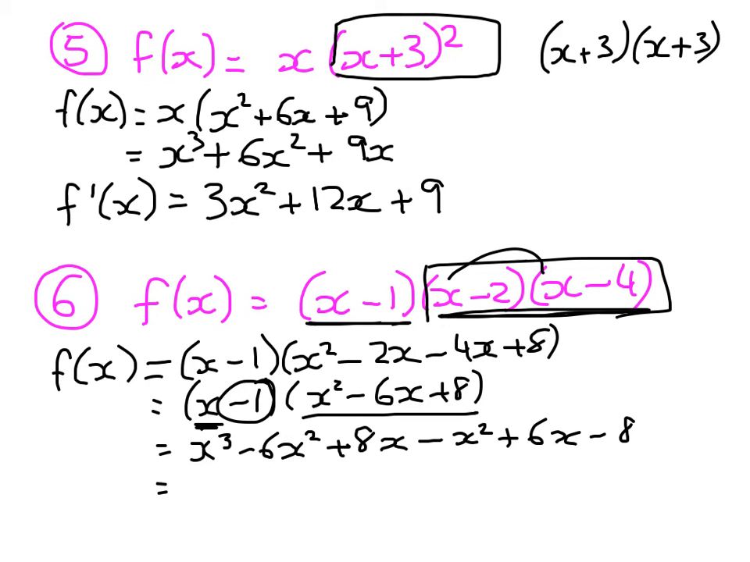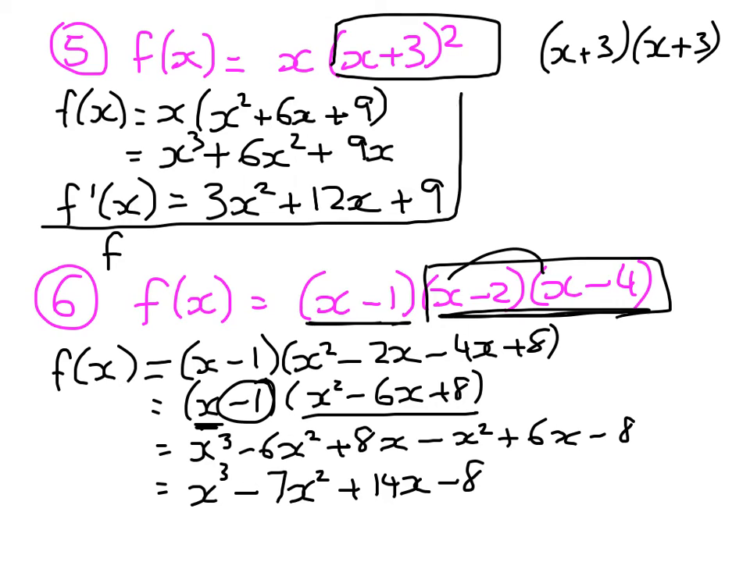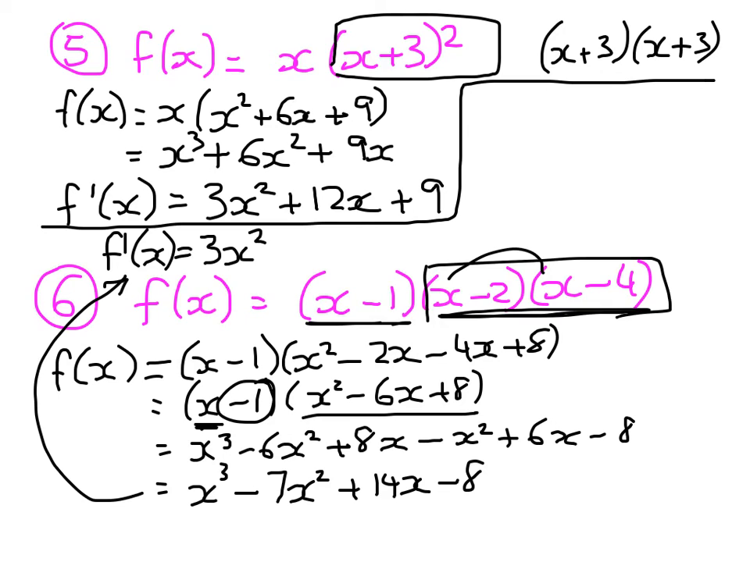Now I'm going to collect up like terms. I get x cubed minus 7x squared plus 14x minus 8. Now finally I'm ready to differentiate that. I'm running out of space, so I'm going to do it up in here. Just box that off there. So we get f dash of x for this function up in here. We've done all the hard work, right? The differentiation is easy now. So 3x squared minus 14x plus 14.